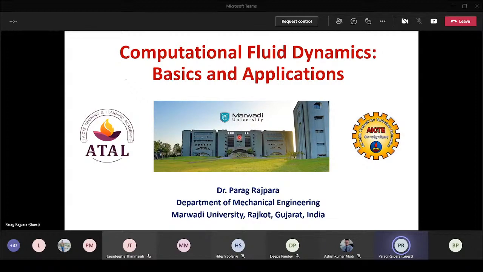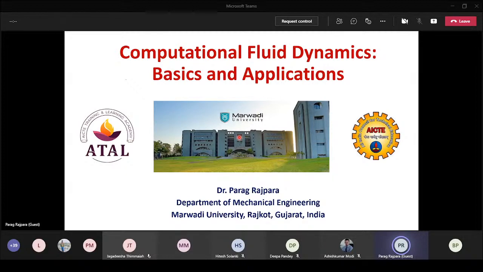So we will emphasize the basics of CFD, and we will also look into the applications of CFD by taking an example. Basically, in this session we will try to learn, discuss and understand the fundamental principles that govern the implementation of CFD in practical applications.